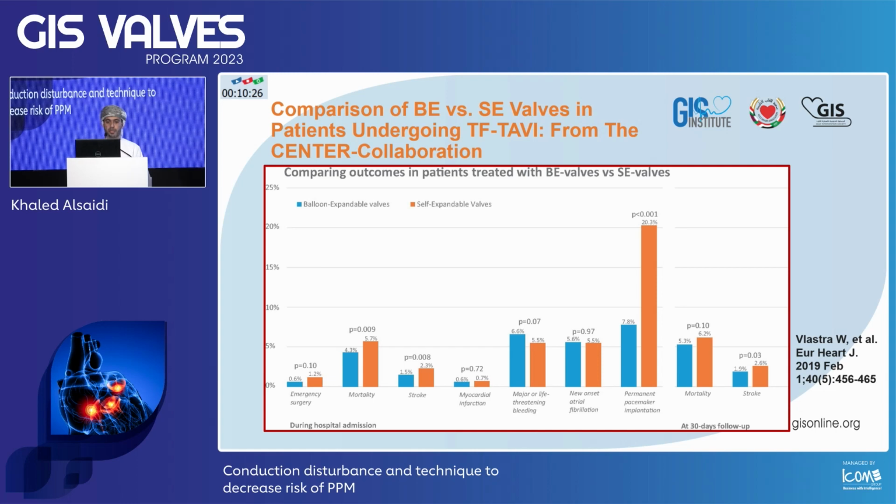This is the largest comparison between self-expanding and balloon expanding valves, a multicenter collaboration. The problem is this is not a randomized controlled trial, so it's not really free of confounding and bias. But here you can see the difference in permanent pacemaker, 7.8% for balloon expandable valve versus 20.3% for the self-expanding valve.